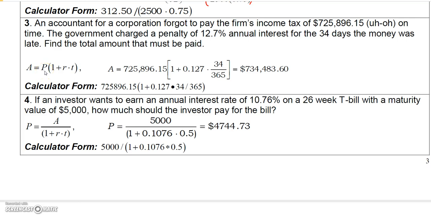So you'd have to take the principal. This right here is actually the principal that you're paying the interest on. So your principal would be $725,896.15, and then you multiply that by 1 plus RT, where R is the rate, 0.127 in decimal, and since it's 34 days, that would be 34 out of 365 years. It didn't say to use 360 like that earlier problem did, so I'm going to go ahead and use 365 here. And then when you multiply this together, you should get $734,483.60.